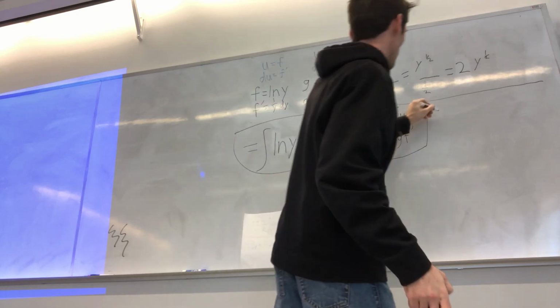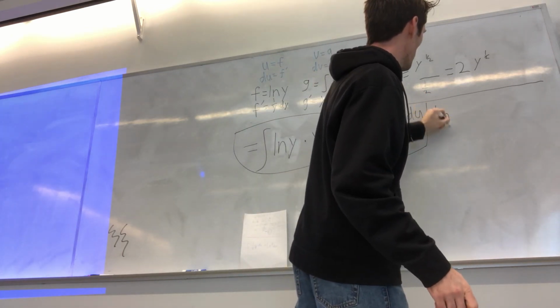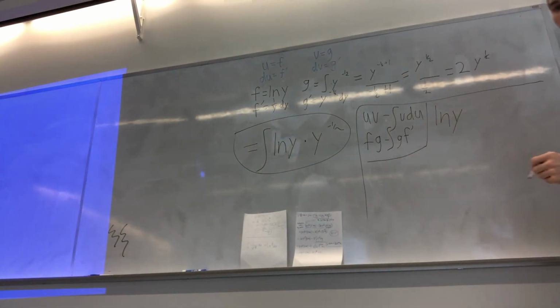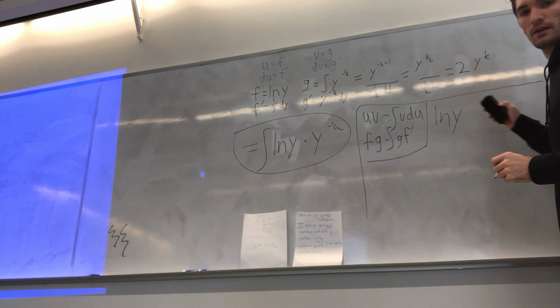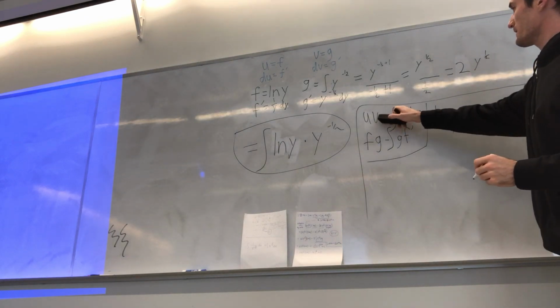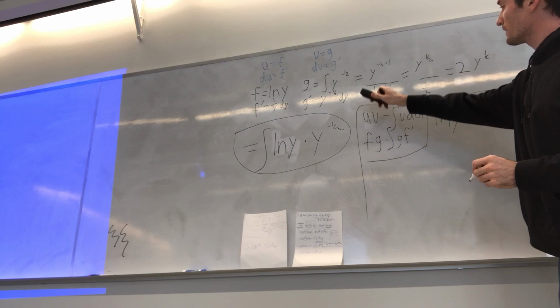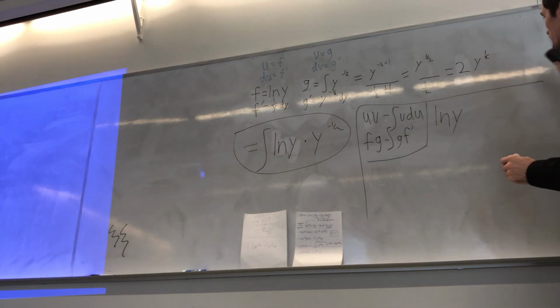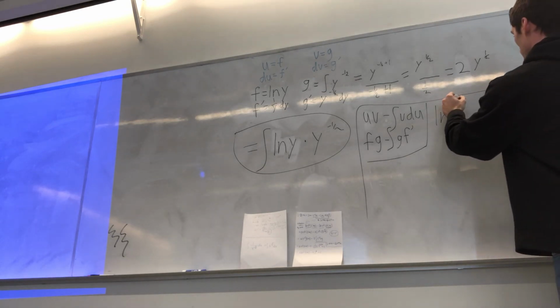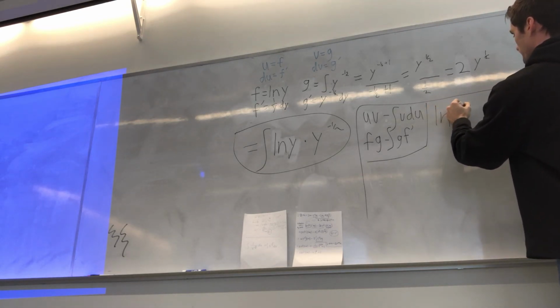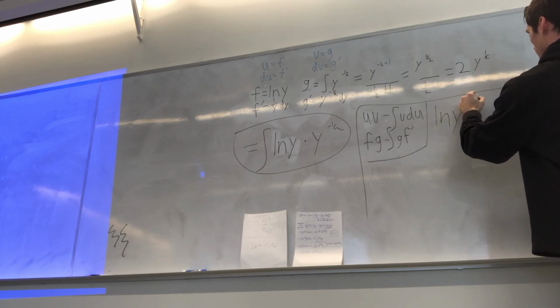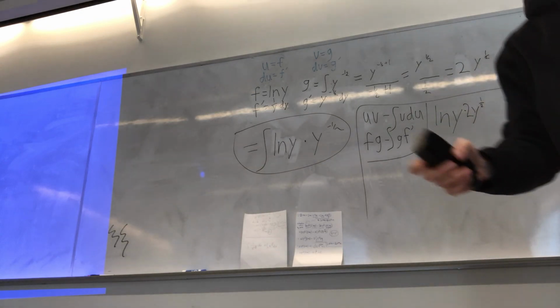F is ln y. Maybe if I went like this it would be better. ln y. What's G? G is over here, so that is 2y to the power 1/2 times 2y to the power 1/2. I don't know if you can see, so I'm going to adjust this camera a little. There we go.